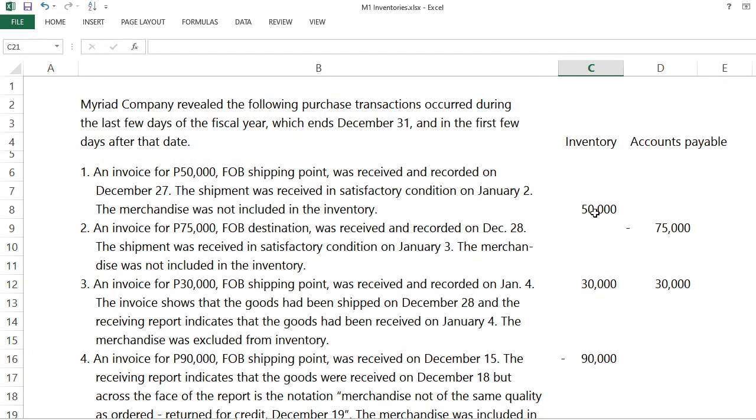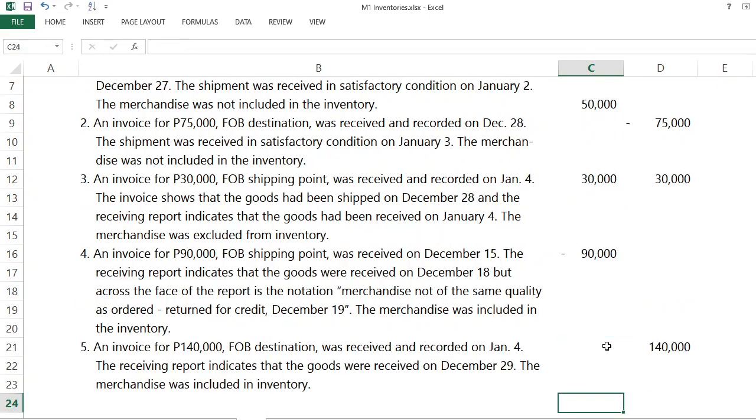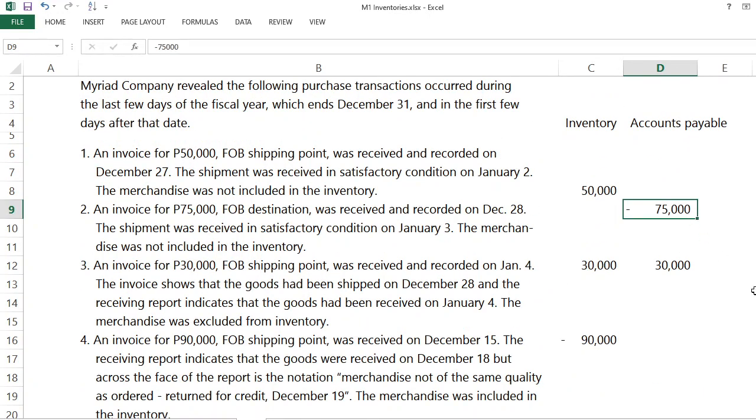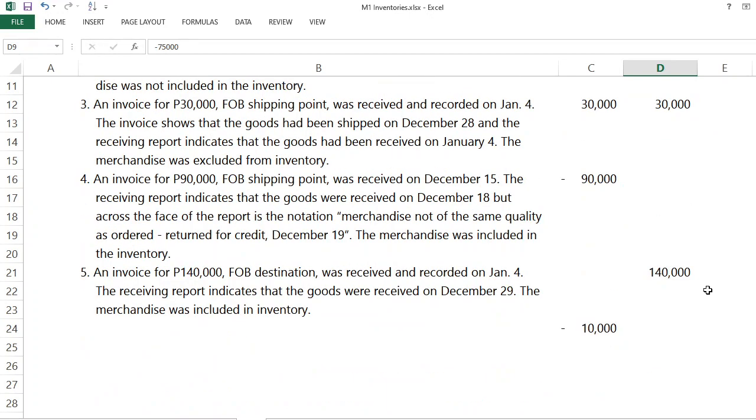So, what is being asked is the net adjustment. So, we just have to do the math. 50 plus 30 minus 90. How much is that? 80 minus 90. So, there is a negative 10,000 in your merchandise inventory. And for accounts payable, negative 75 plus 30 plus 140. Therefore, you have a net adjustment of 95,000 for your accounts payable. So, negative 10 and 95. Let me check that. Okay. That is for your 10-8.